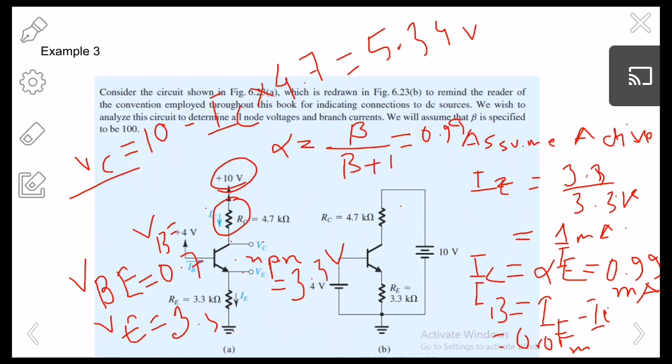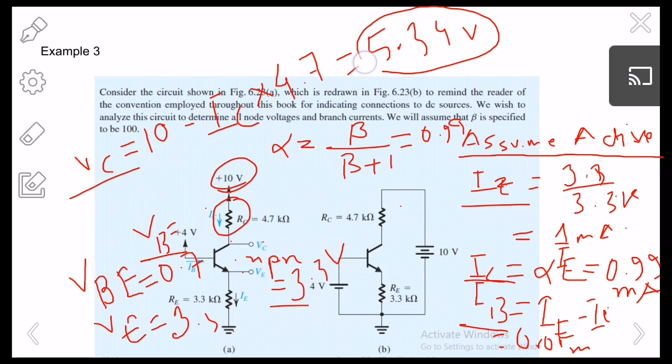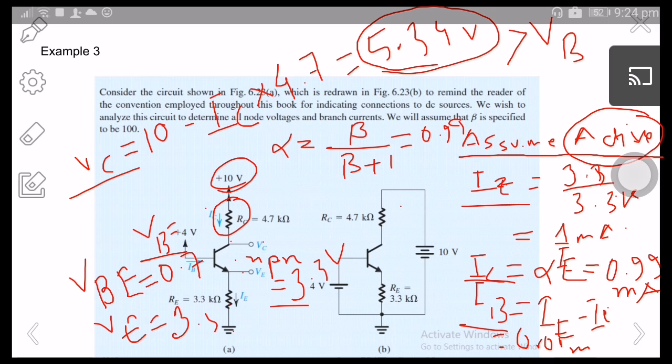That is, the answers are VC, IE, IC, IB, VB, and VE, right? So these are the values I needed to find. Now I have to check whether my initial assumption that the BJT is in the active region is correct or not. In order to do that, I need to check the collector voltage. It is 5.34 volts. See that 5.34 volts is actually greater than the base voltage, which indicates that it is indeed in the active region. So our assumption is correct. Thank you.